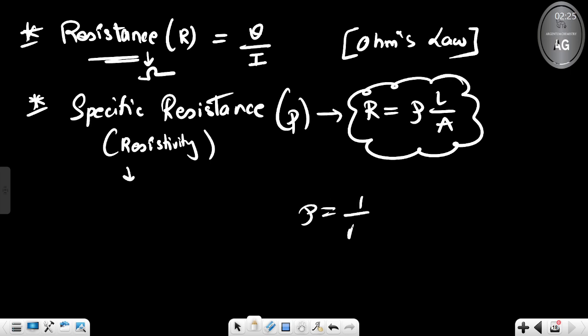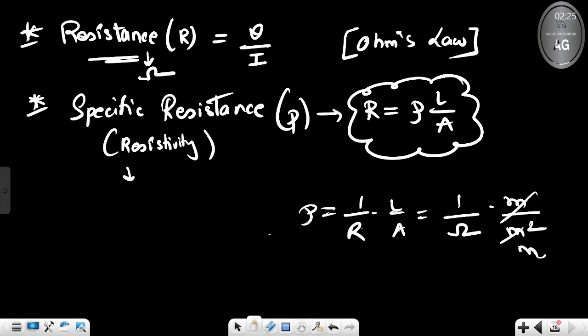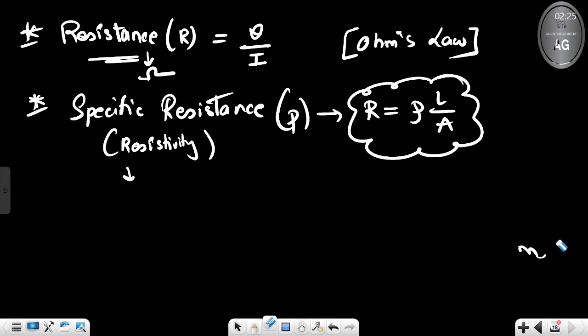Resistivity will be equal to R into A upon L. This is basically what? Ohm. This is basically what? Meter square. This is what? Meter. So ohm meter. Or if we take it in centimeter, since meter will be a very big unit for this because we don't take meters, it is centimeter. So ohm centimeter. The concentration will come in the format of centimeter only.